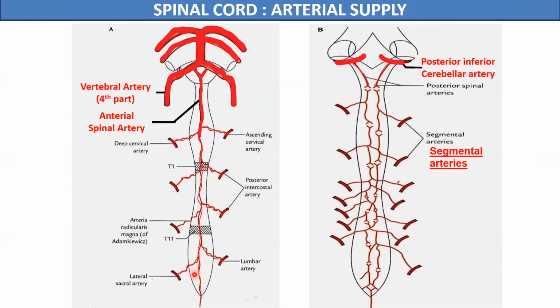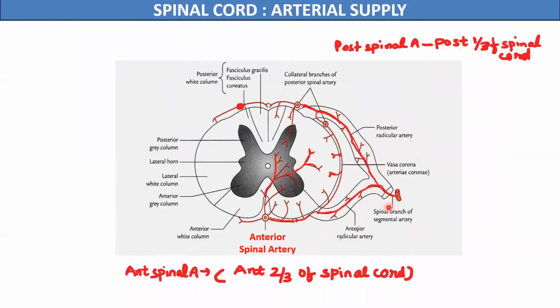If we look at the course of the segmental artery, each segmental artery divides into two branches, an anterior radicular and a posterior radicular branch, running along the anterior and the posterior nerve root respectively. The anterior radicular branches of the segmental arteries are larger in size compared to the posterior radicular arteries, but they are fewer in number. The posterior radicular arteries are smaller in size, but more in number as compared to the anterior radicular branches.